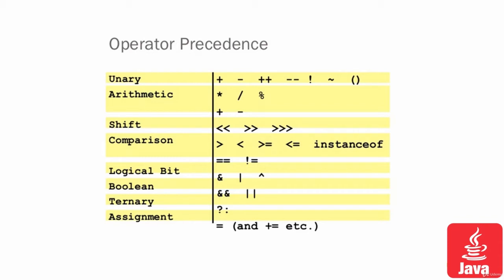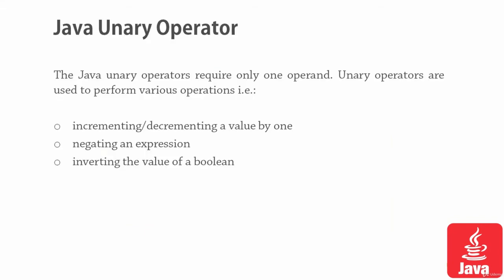The ternary operator is like an if else statement, with a question mark: if condition, then this, else that. The Java unary operator consists of one operand. Only one operand or variable is required.